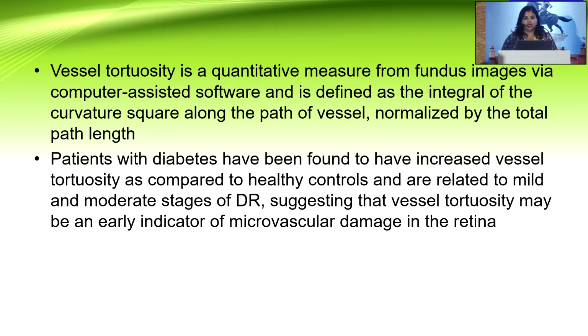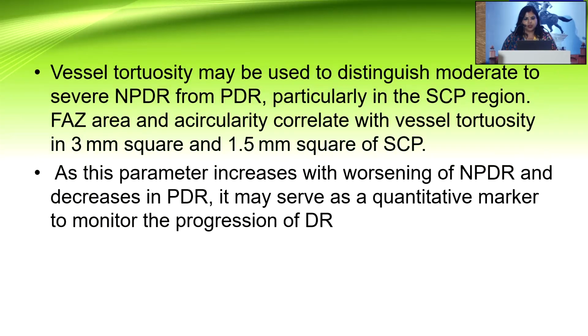they're related to mild and moderate stages of DR, suggesting that vascular tortuosity may be an early indicator of microvascular damage in the retina. So these are very important parameters which help us detect NPDR and also help in detecting the progression of the NPDR, because these parameters increase with the severity of NPDR. It may also be used to distinguish moderate to severe NPDR from PDR, particularly in the superficial capillary plexus region.